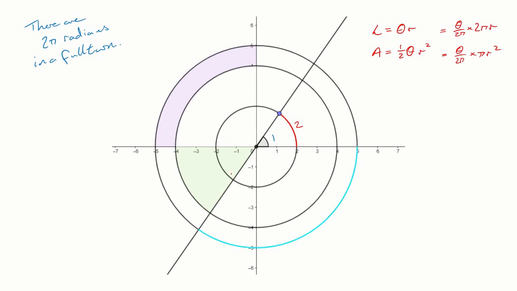I'm going to go to the green area next. Well, in a similar way, just plug it into the formula, you get that the green area is just 8. Exactly 8.